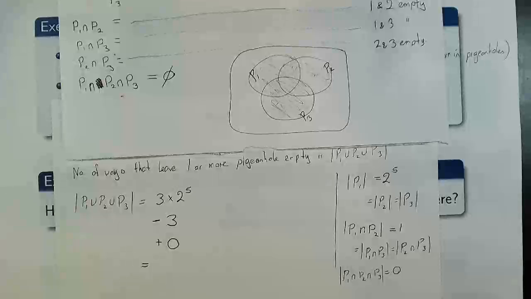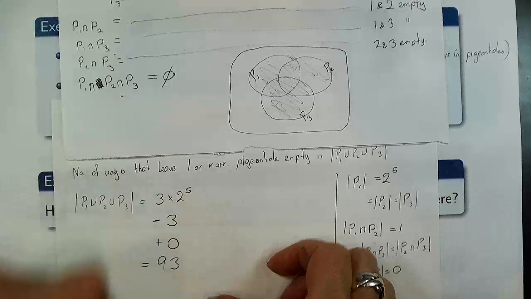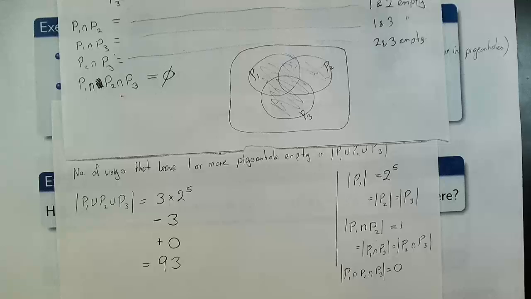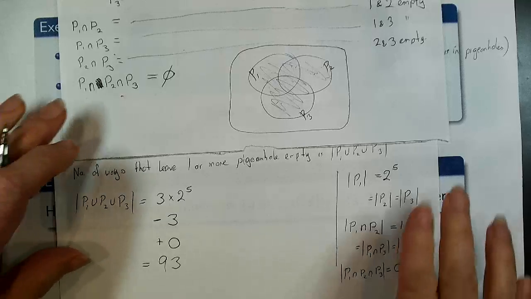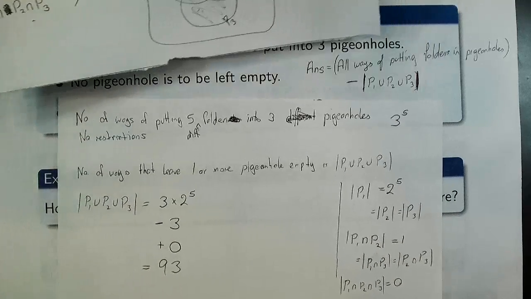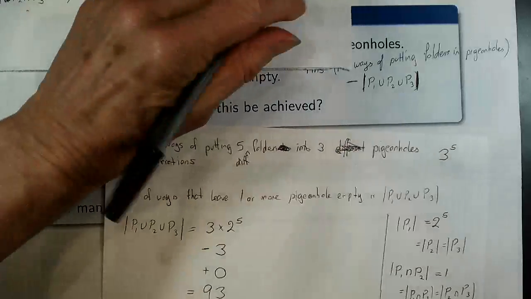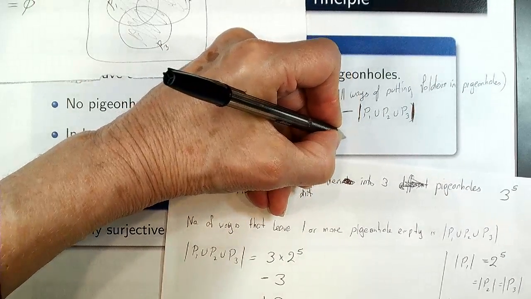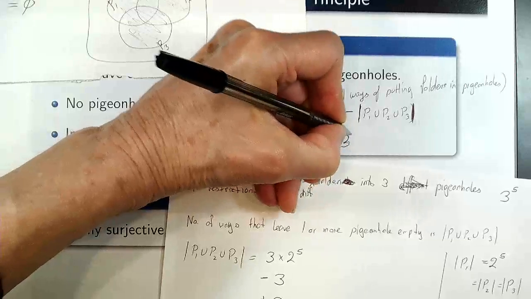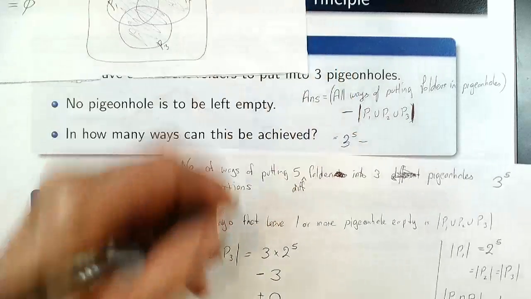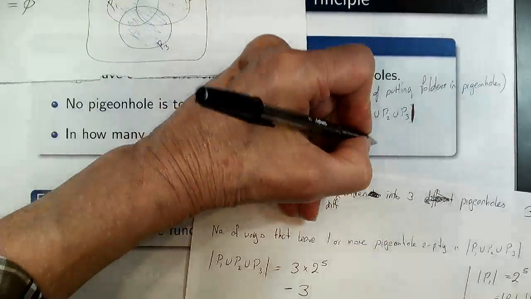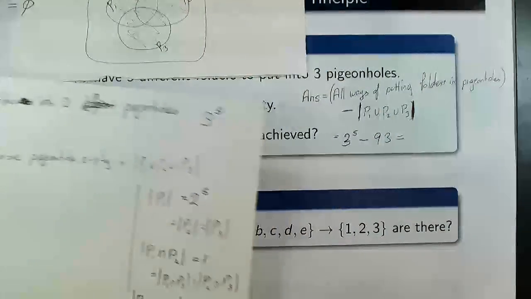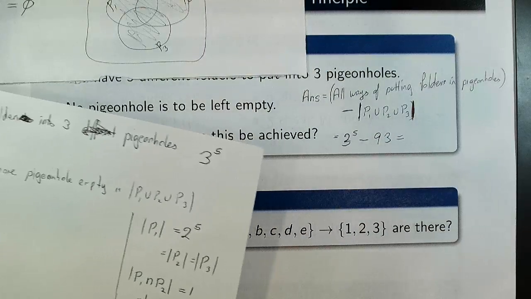So what's 2 to the 5th? It's 32, times 3 is 96, minus 3 is 93. Is that right? Yes. Okay, so the answer to our question, let's go back to our question. The total number of ways is 3 to the 5th, minus the 93 we got, equals whatever the answer is. That's a calculator question, and I'll leave that to you.